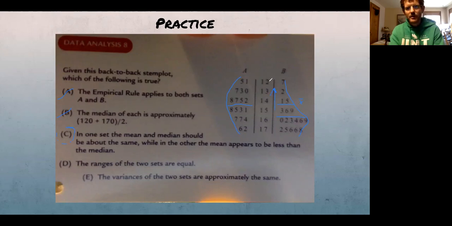The ranges of the two sets are equal. Now, if you only look at the stems, that might seem true. So you have to compare. This is 121 to 176. This goes 127 up to 178. So those ranges are not the same. They're close.